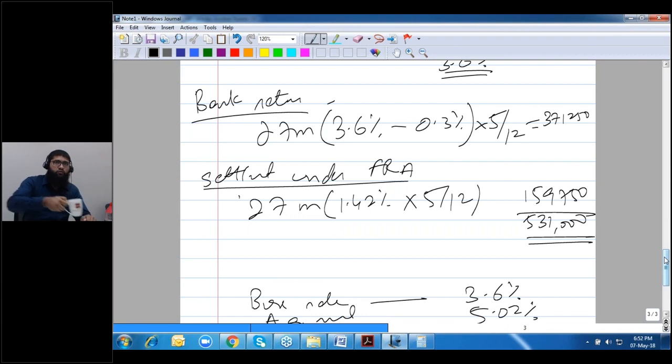Okay, great. So I hope you got how the FRA operates. And it was the investor's FRA. Even if it would have been a borrower's FRA, it would have been done in the same manner. The only difference is you would have paid the interest instead of receiving the interest.